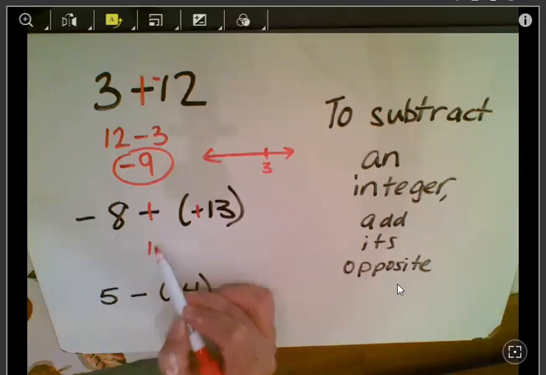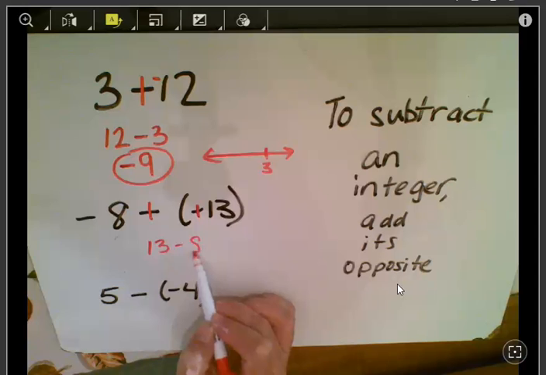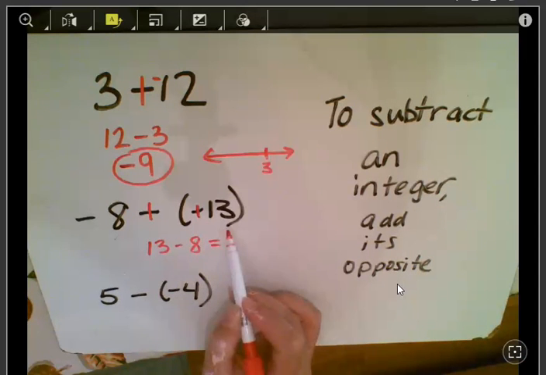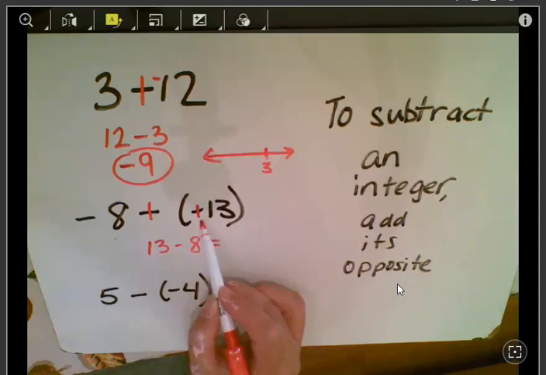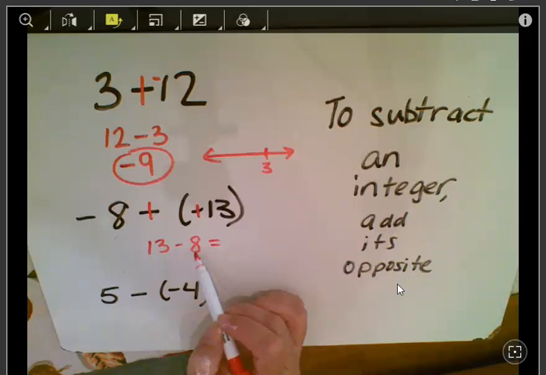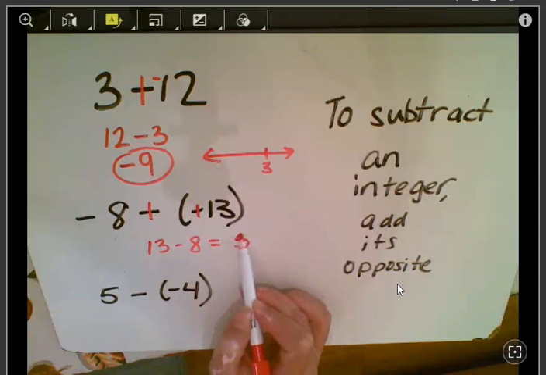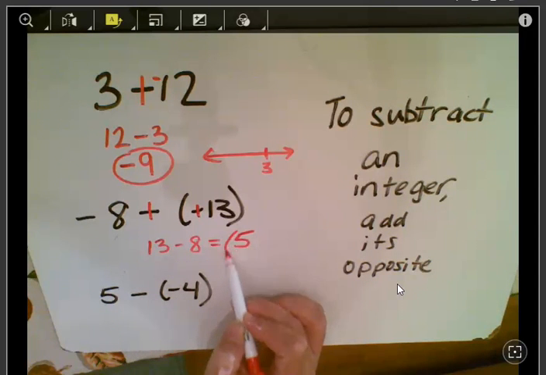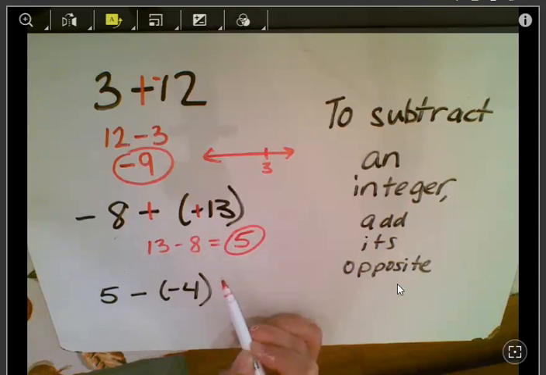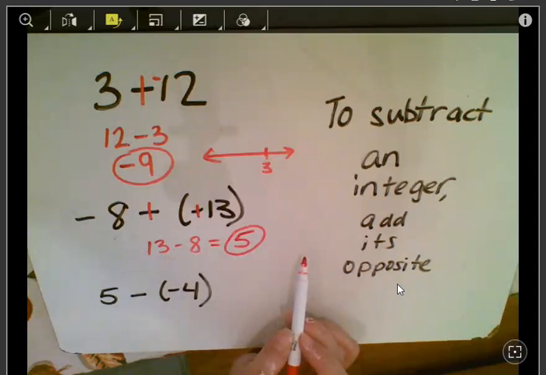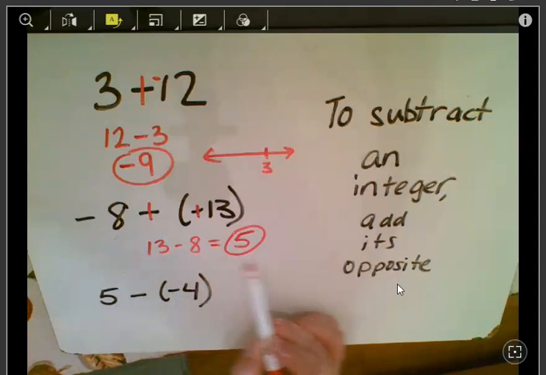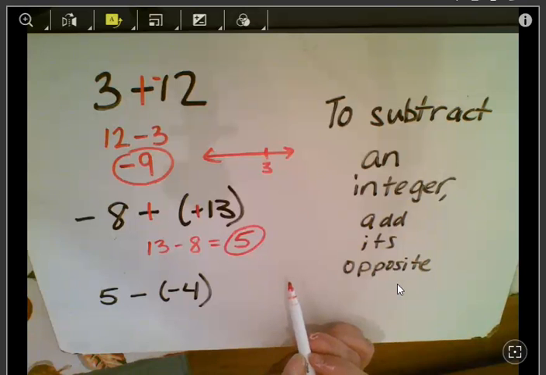So again, it's 13 minus 8. But this time we're going to be on the positive side of 0 because 13 is the larger number and is positive. So 13 minus 8 is 5. So it's going to be a positive 5 because 13 was positive and I'm on the positive side of the number line. When I began at negative 8 and came 13 over, I passed 0.